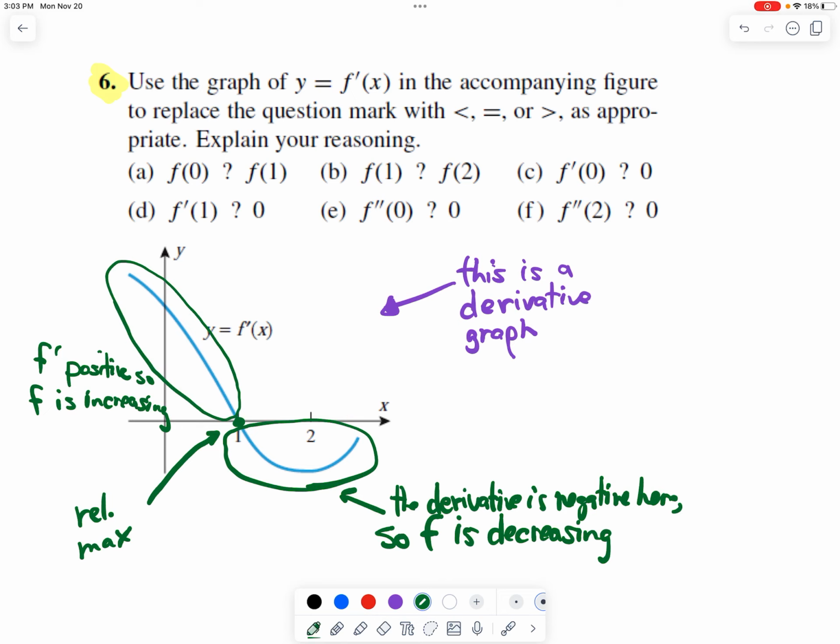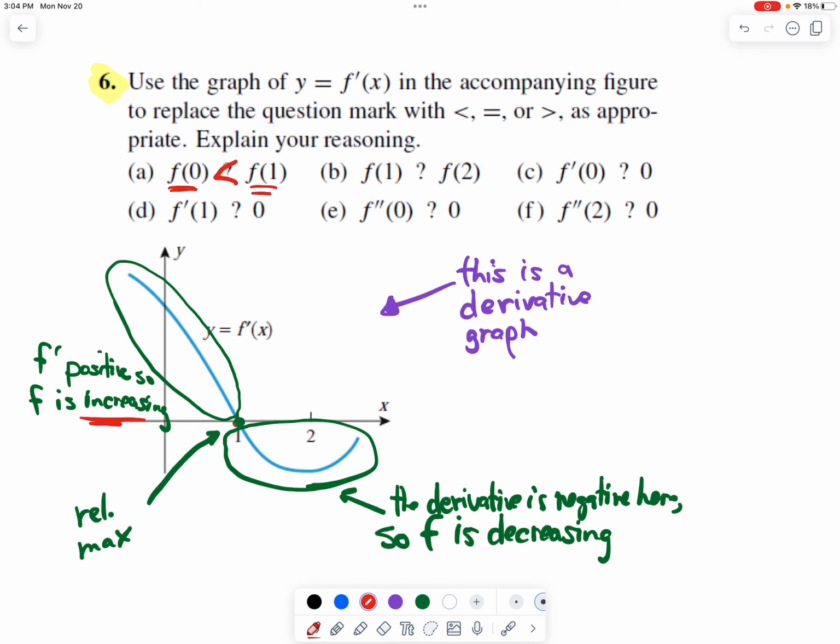All right, so let's go here with the first one, f of 0 compared to f of 1. Because the function is increasing here, that means it's going up and up from left to right, so f of 0 is going to be less than f of 1, because the function is increasing from here up until 1. So f of 0 is less than f of 1.